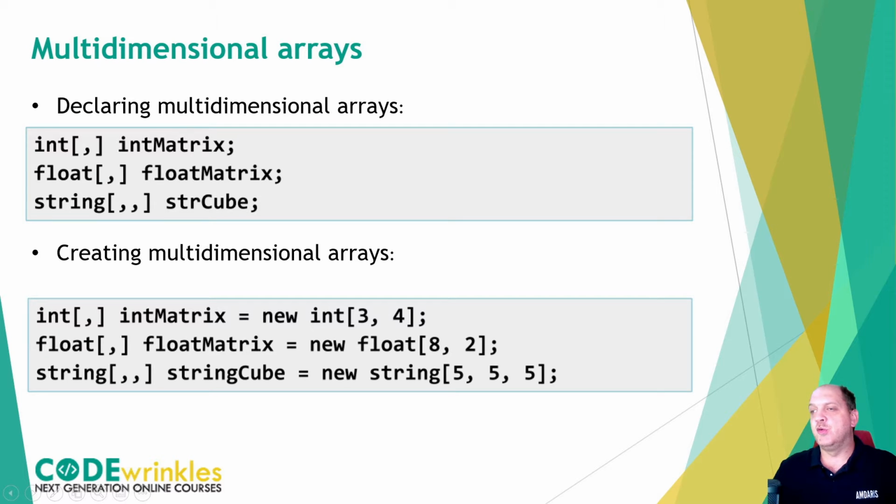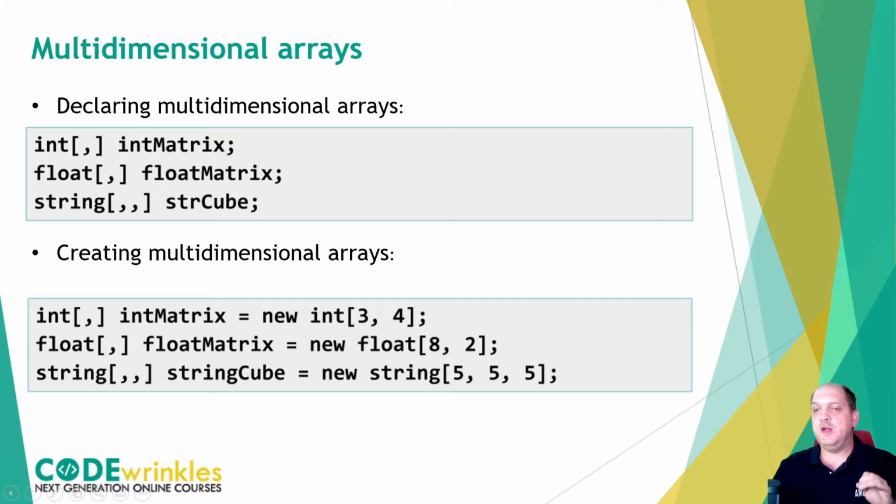The same goes for the float matrix. In this case, the first array would be 8 elements long, and the second array would be only 2 elements long. And for the cube, it's exactly the same. When we instantiate it, we have to provide a length for each dimension of this array.